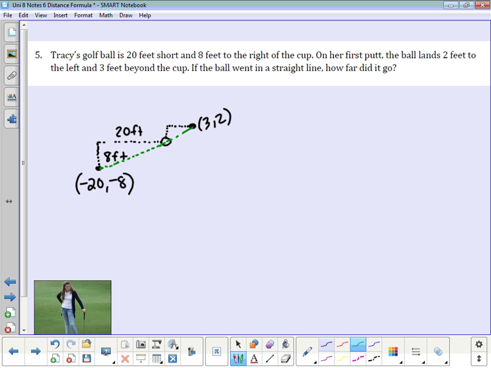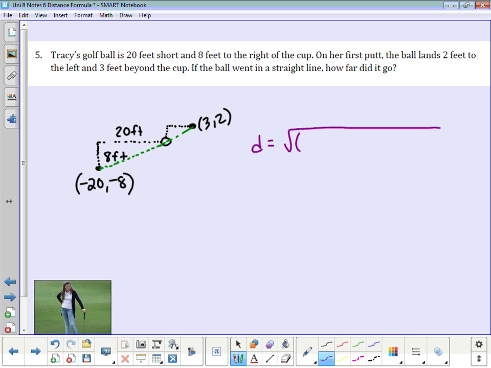where is it? Okay, it didn't go into the cup, obviously, because it's not there yet. But if it went in a straight line, where is it now? What is that distance? How far did it go? So now I'm going to take the distance formula and I'm going to plug those 2 points in.